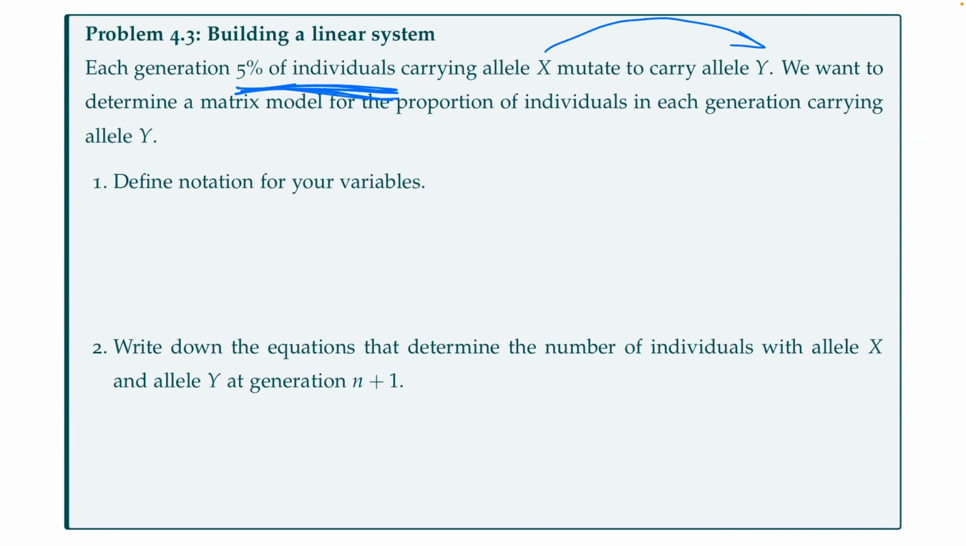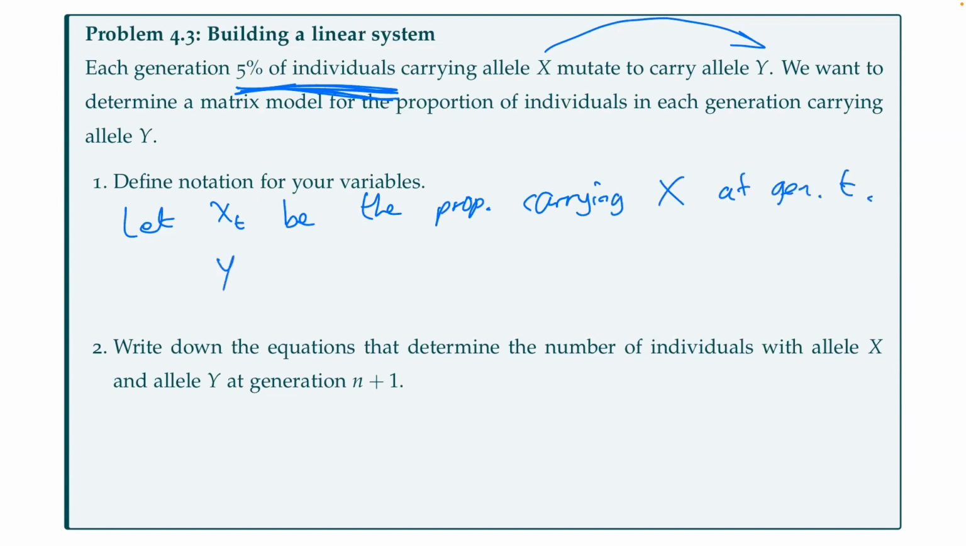Okay, so we need to first of all define some notation. Whenever you're doing a model like this, you always need to define your notation. Don't just write something down. We should always be very clear. So in this case, I'm going to say let x_t, so x subscript t, be the proportion of individuals who are carrying allele X at generation t. And then likewise, let y_t be the proportion carrying allele Y at generation t.